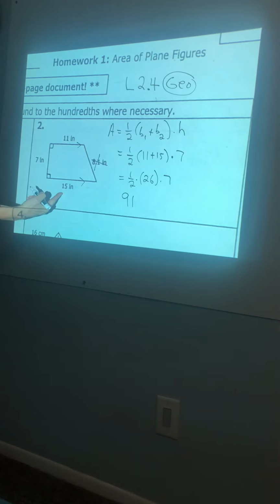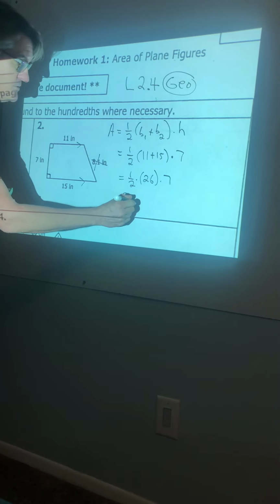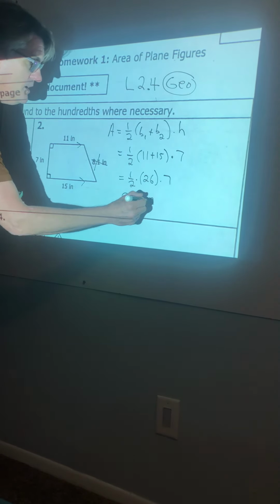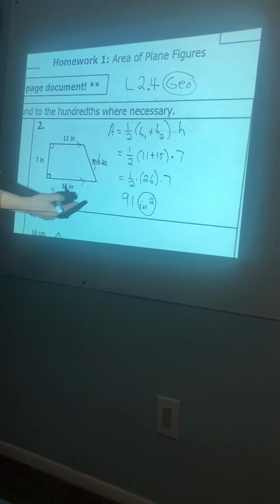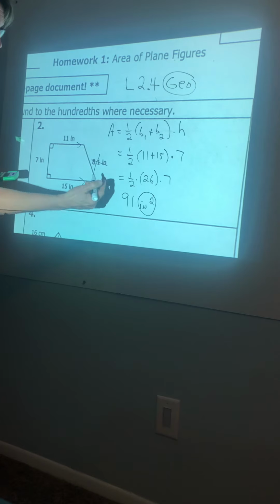Come back to the diagram, it says in terms of inches, so you put inches squared. Again, inches squared just tells you that you found the area. You do not square the 91. The answer is 91 inches squared.